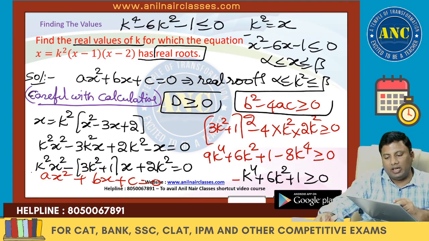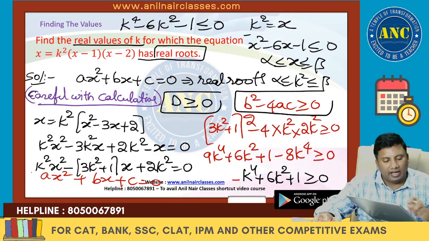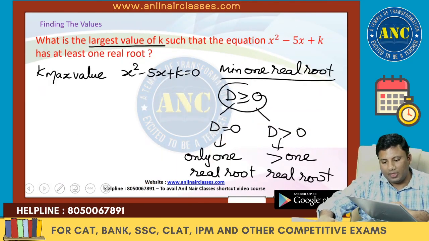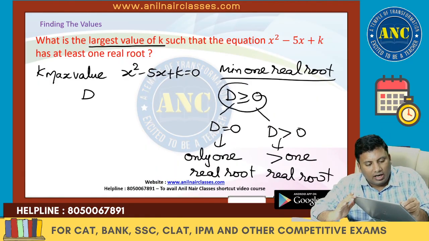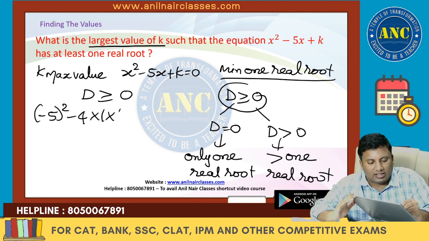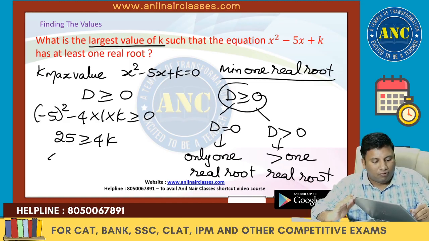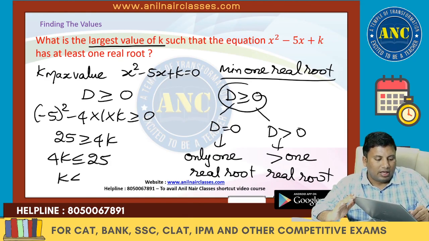ax square plus bx plus c has a real root, so write d greater than or equivalent to 0. Idea clear? Next one. So d is greater than or equivalent to 0. So b square minus 4ac greater than or equivalent to 0. 25 greater than or equivalent to 4k, so 4k less than or equivalent to 25. k is less than or equivalent to 6.25.